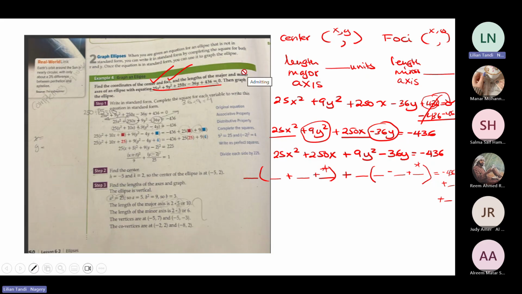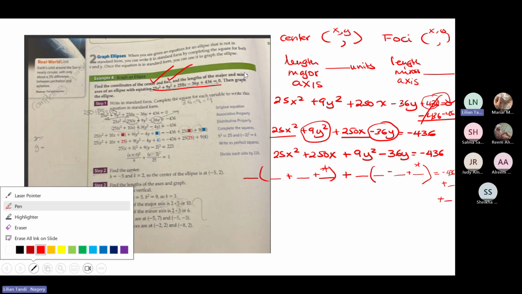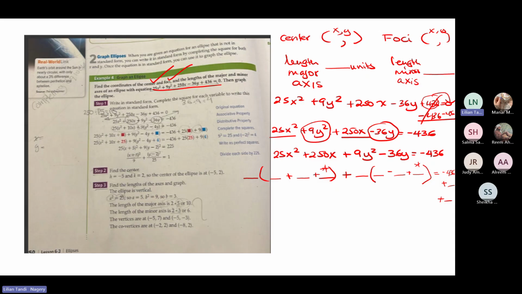Now, remember, ellipses, circles, parabolas, all these should be quadratic. So this should always be x squared. This one must be x squared. This one will be y squared. Are we together? Okay. So if I removed x squared, what is remaining? 25. That one goes here.